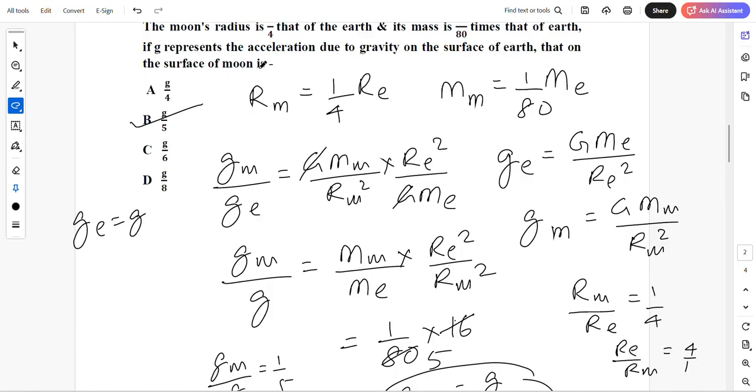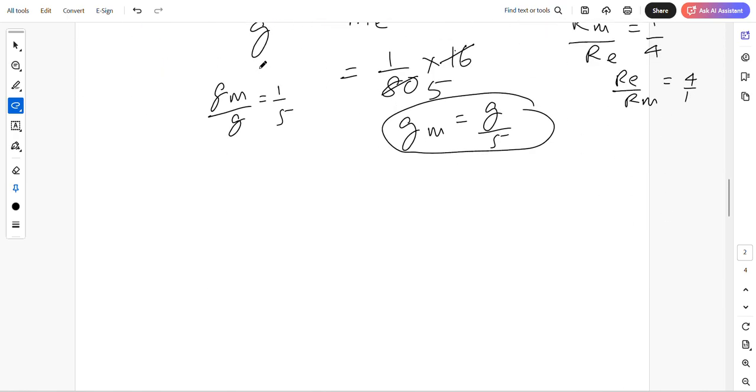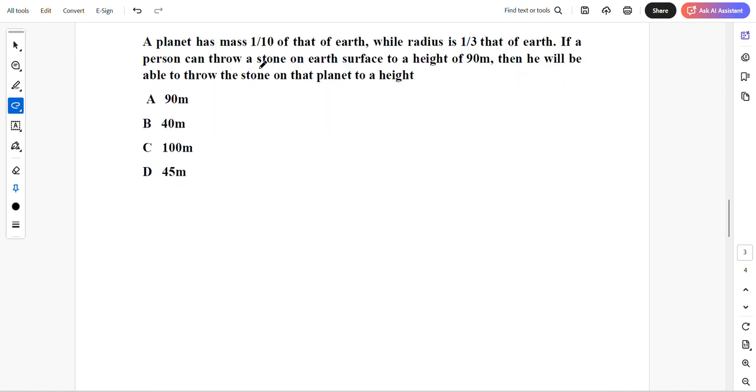Okay, hope you have understood. Okay, we'll go to the next problem. It is saying a planet has mass 1 by 10 that of the Earth.